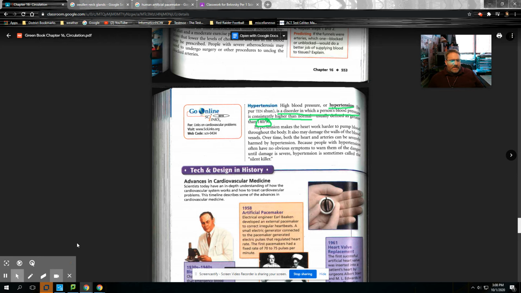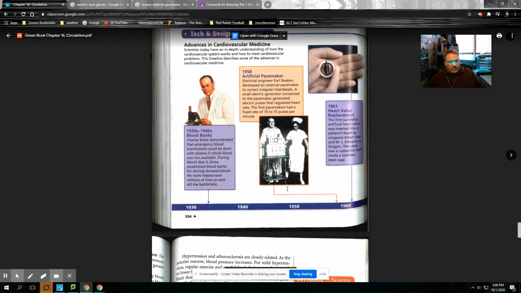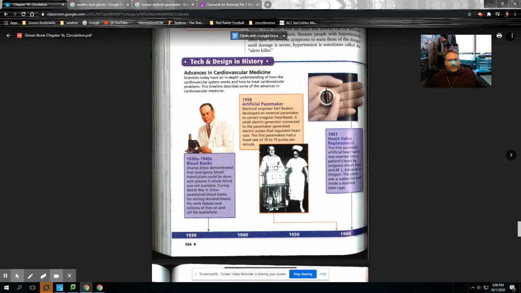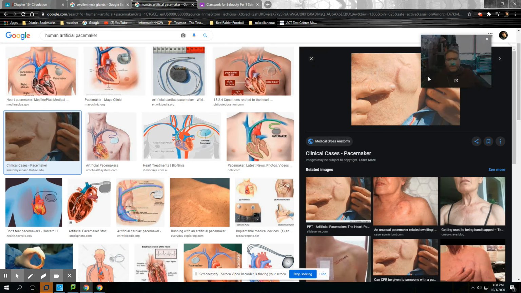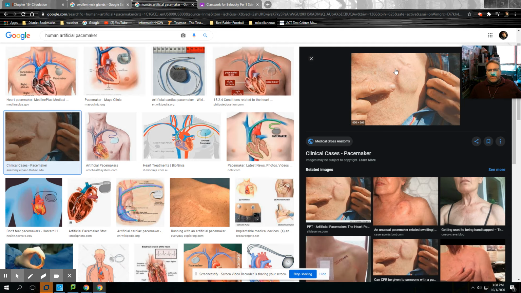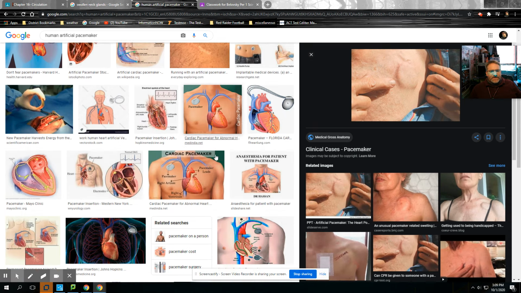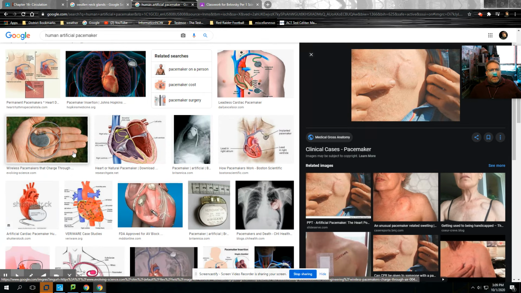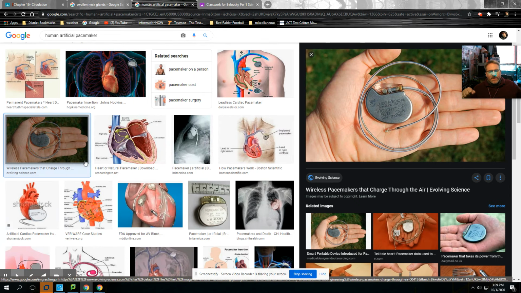And the last thing we talked about in class today were some of these pictures. This guy right here, he is pushing around an artificial pacemaker. Now, today, we have artificial pacemakers that fit just underneath the skin on the chest. How cool is that? We have gone from an object that you have to push around on a cart to an object that fits into your hand.